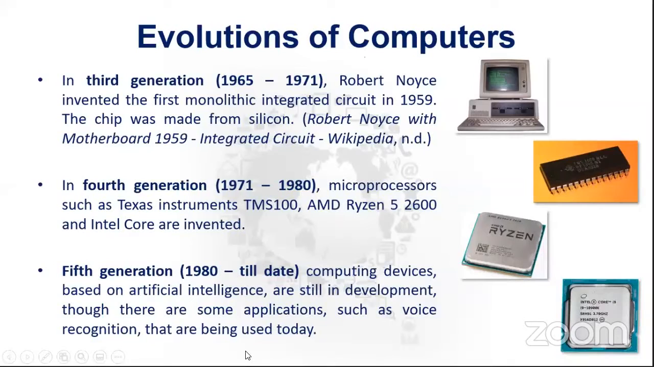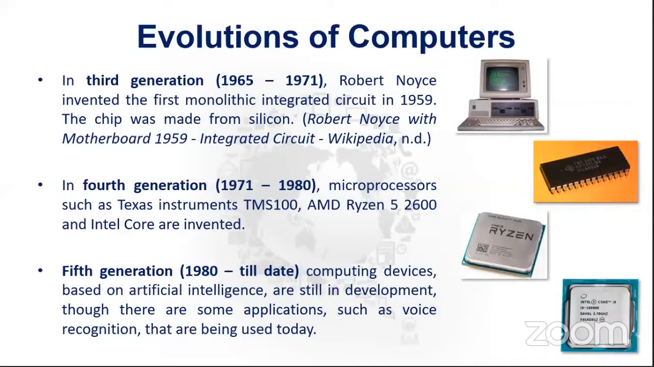The third generation computers, from 1965 to 1971, used integrated circuits with chips that were made of silicon. Integrated circuits were first invented by Robert Noyce in 1959. From 1971 to 1980, microprocessors such as Texas Instruments TMS 100, AMD Ryzen 5 2600, and Intel Core were invented and were used in the 4th generation computers.